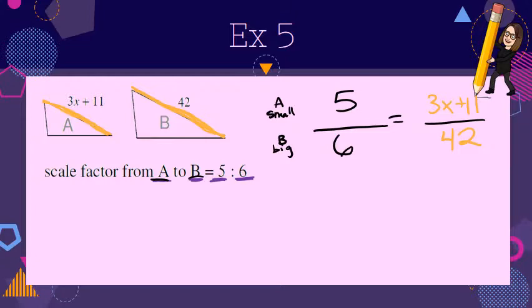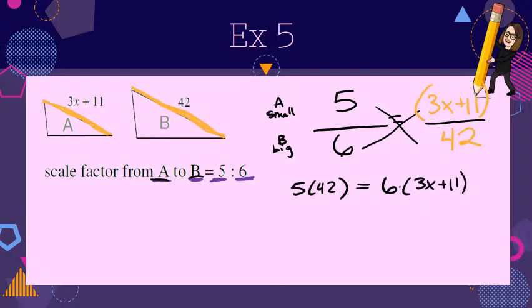I have two ratios that I can now cross multiply. So let's take a look. I have 5 times 42 equals, now here's where in our notes last class I asked you to put parentheses around your expressions. You're going to have to continue doing that today. So I'm doing this example for that reason because that's often missed. So the second part of my cross multiplication is 6 times (3x plus 11). Okay.